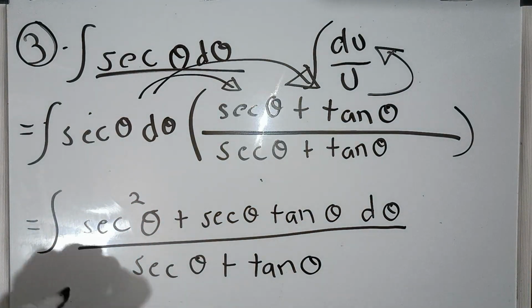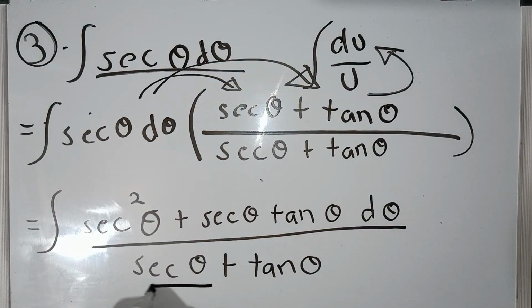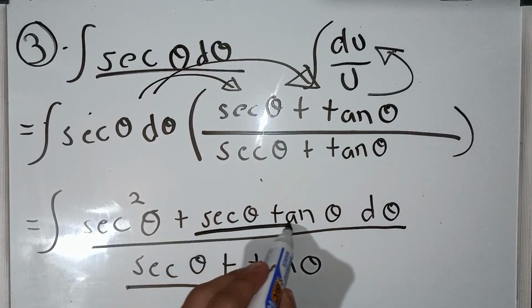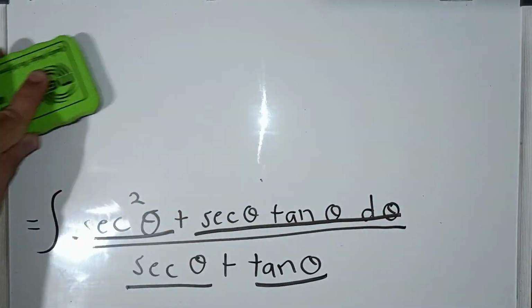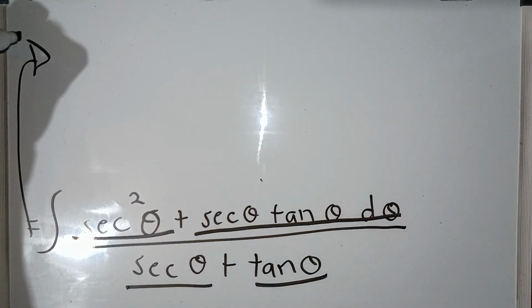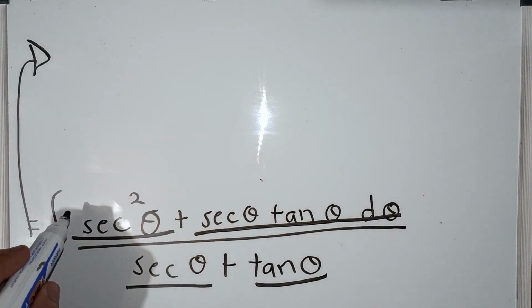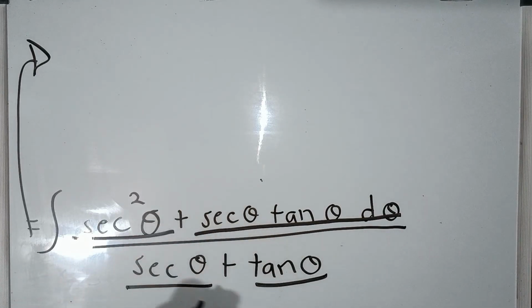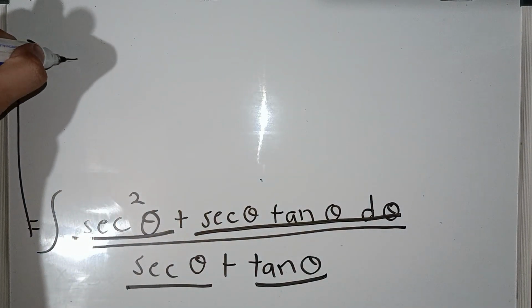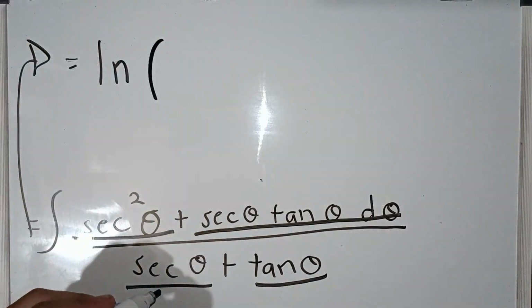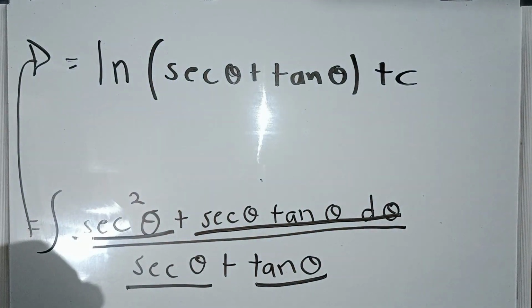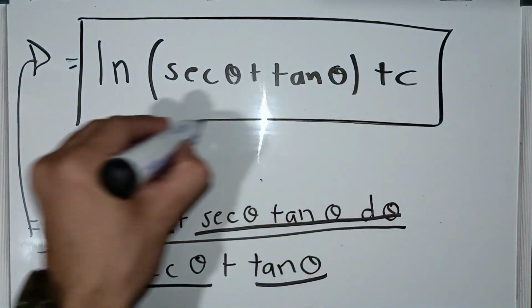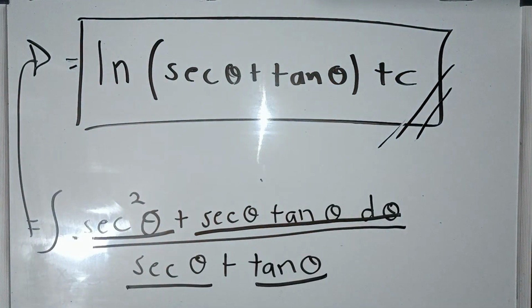If you're wondering why we multiplied by secant plus tan theta, it's simply because secant theta will give us its derivative secant tan, and tan theta will give us secant squared theta. Integrating this, since we have now the u in our denominator and du in our numerator, it will now become ln secant theta plus tan theta plus c. And that is now the integral of our given problem, the integral of secant theta.